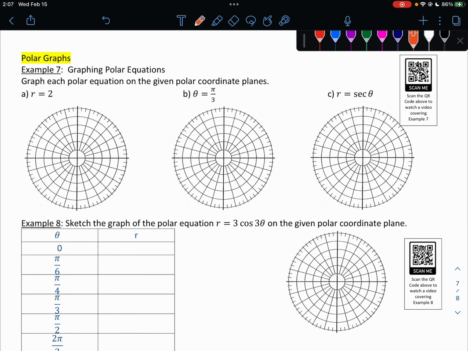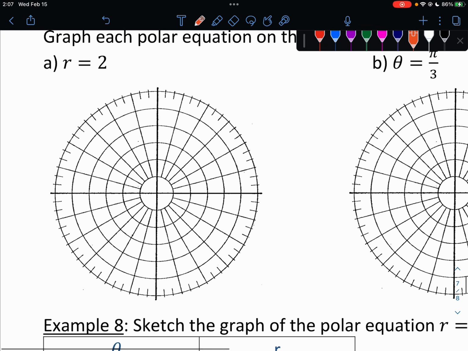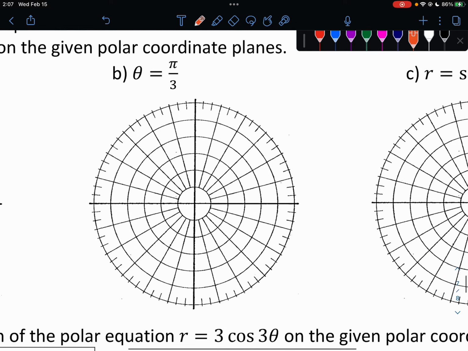Okay, next on the agenda here is graphing polar equations. So we could convert these into rectangular if we wanted, or we can just figure them out on our own here. So the first one says r equals 2. That means the radius is always 2. That's just going to be a circle of all the radius 2 points. Like that. B says theta equals pi over 3. That just means that the line is always going to have the angle of pi over 3. That's the positive and negative radii at pi over 3.